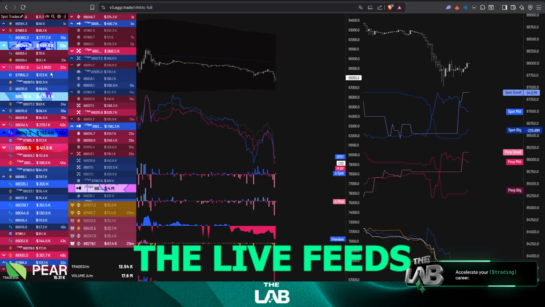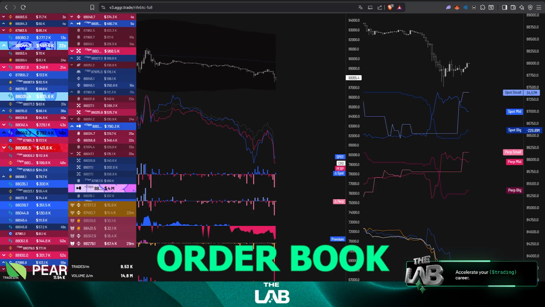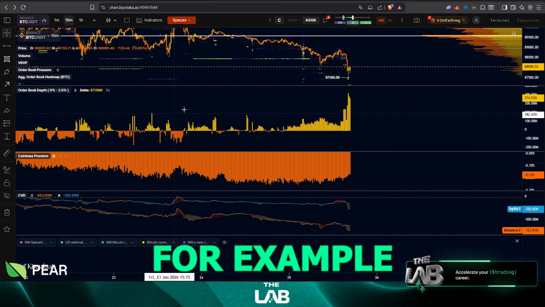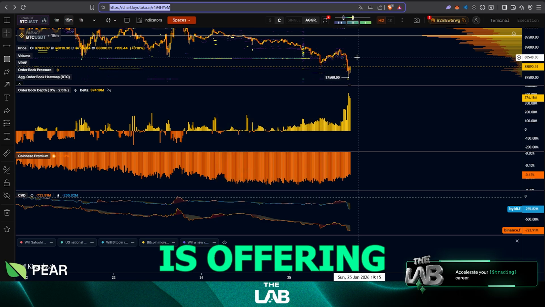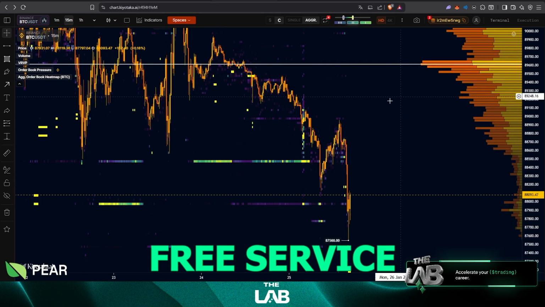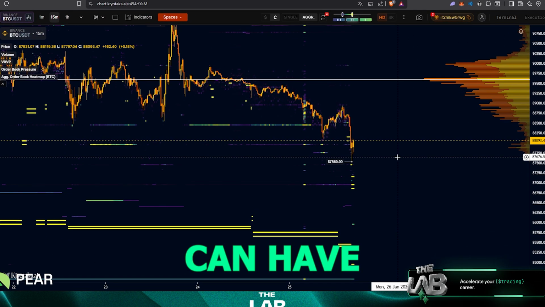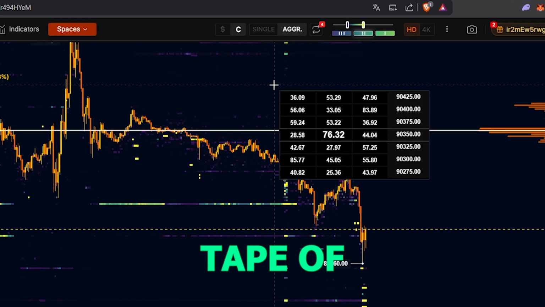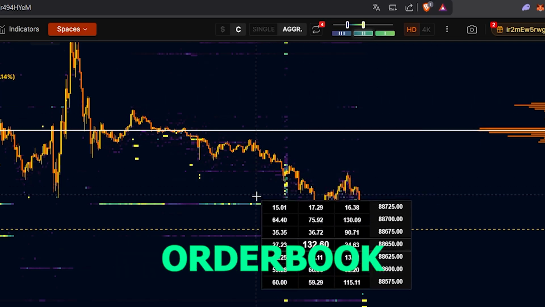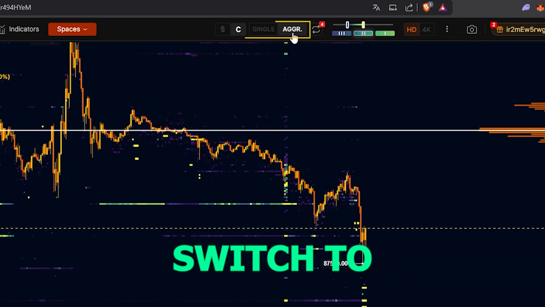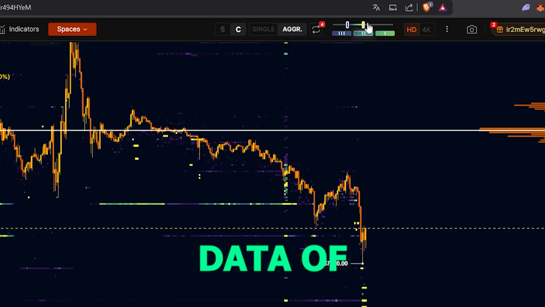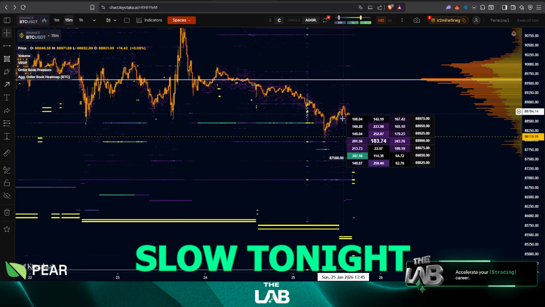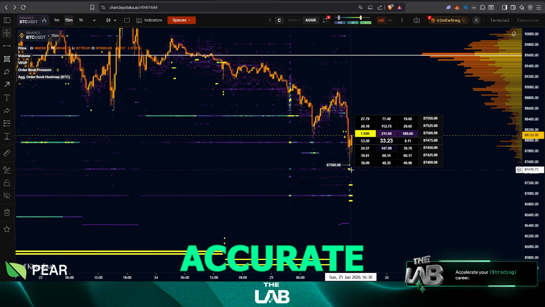Now we covered aggr, which is not the order book, but the aggregated flow, right? The aggregated tape, the live feed. How does an aggregated order book look, and how can it be visualized to check your bias? For example, with Kiyotaka. Kiyotaka is offering a pretty good free service at the moment, where we can have insight in resting limit orders. So this is now not an aggregated tape of many exchanges, but an aggregated order book by many exchanges. So you can switch here to aggregated, and then we have the data of more exchanges than just Binance.